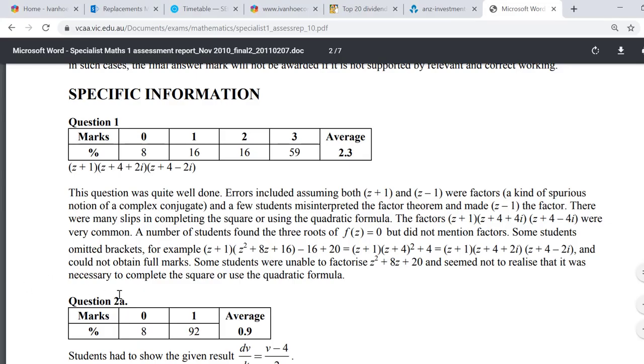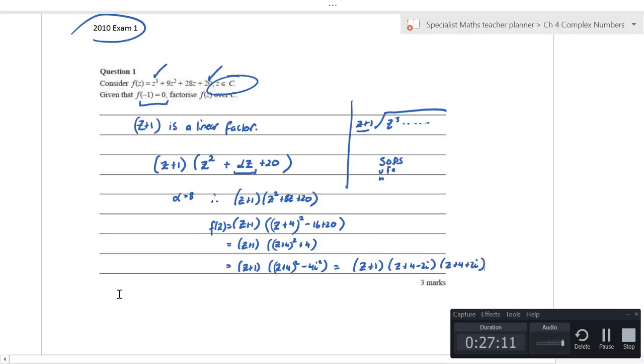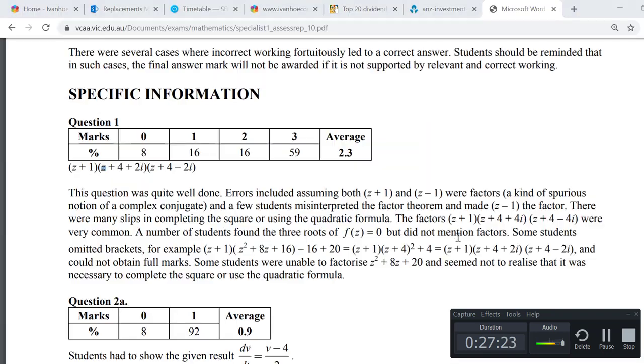Yes, students did do well in this question, but errors included assuming both z plus 1 and z minus 1 were factors. Well, that's silly, because z plus 1 and z minus 1 are not a conjugate pair. The conjugate pair is these two things. When you find and solve those, they come in conjugate pairs. We haven't been asked to solve that. But that was question 1. It was done very well, but the question is, how long did it take you to do it? Did you spend 6 minutes on it?